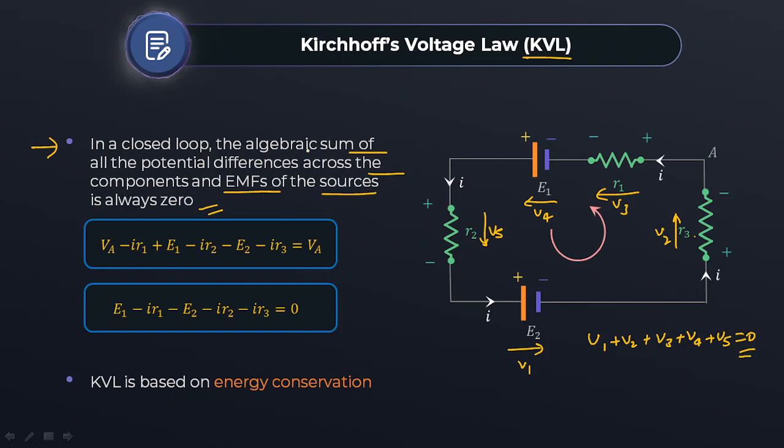So in a closed loop, the algebraic sum of the potential differences across all the components and EMFs of the sources is always 0. Suppose this is point A, or let us say this point they have taken. If I start moving from here and return to the same point, the net potential difference will be how much? 0 only in a closed loop, right? So VA, now if we cross this resistor, it will be minus IR1. Now we are crossing this cell from negative towards positive, so plus E1. Now we are crossing the resistor, so minus IR2. Now we are crossing the cell from positive towards negative, so minus E3.